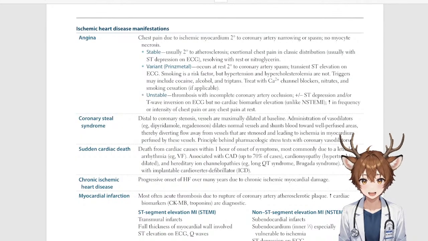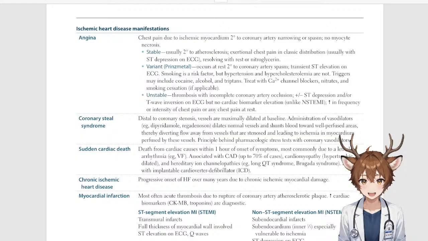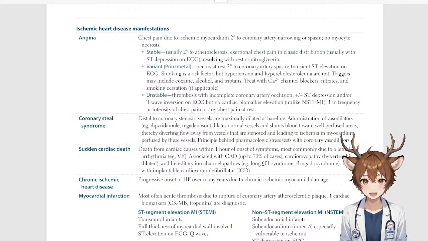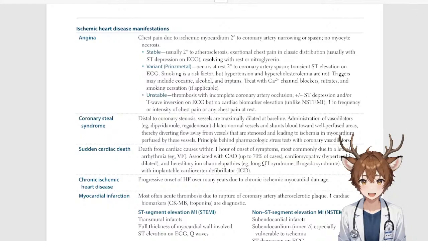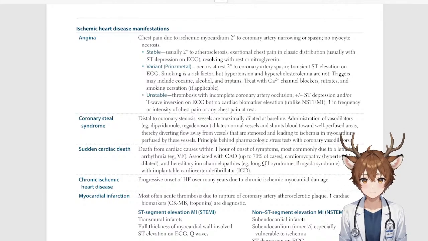Now we're going to be going on to coronary artery disease. Well, coronary steal syndrome is in that category of things. Your book says ischemic heart disease manifestations. Mine says coronary artery disease. Well, mine actually says ischemic heart disease manifestations lower down. This talks about coronary steal. Oh, that's what that's talking about.